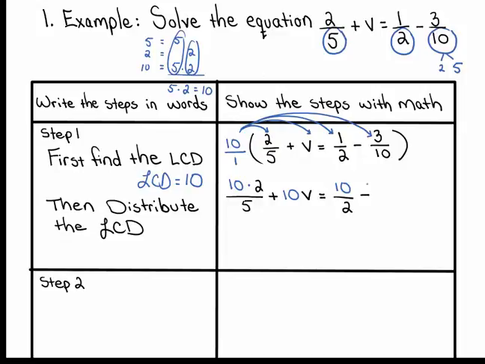Okay, so now that we have multiplied each one of these terms by 10, we can reduce some of these fractions because they have common factors. Looking at the first one, I can divide through by a factor of 5. That'll leave me with a factor of 2 on top. In the second fraction, I can divide 2 into 10. That'll leave me with a factor of 5. And the 10s cancel out. The first part, 2 times 2, gives me 4 plus 10v equals 5 minus 3.